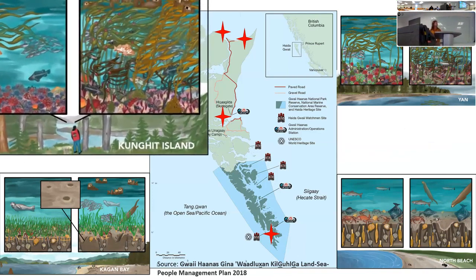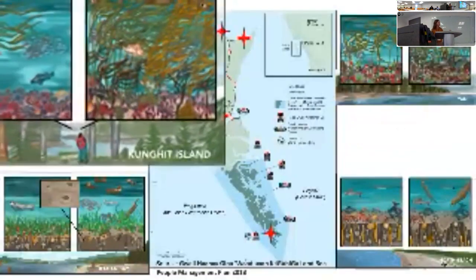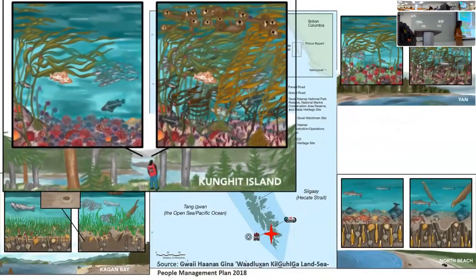So I'm going to jump into Kungut Island, which is all the way down in the south. And so what we did is based on the information that we had at the time, and we were working with the Council of the Haida Nation and Parks Canada as well. So it's not super clear, I'm afraid, but the visual is super clear when you see it blown up on a big screen. So what we have is how it looks at the moment down by Kungut Island, and then how it might look with sea otter return, sea otter establishment.